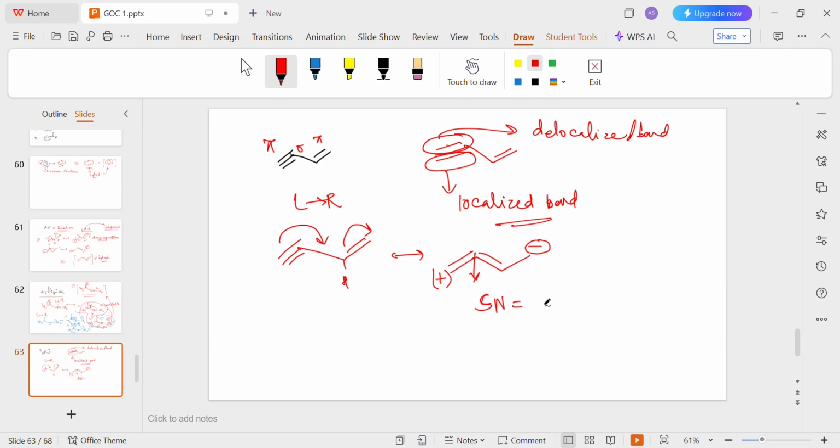So I have the number of sigma bonds. 1 sigma bond, second sigma bond. These two are pi. So 2 sigma bonds. And is there any lone pair? No lone pair. So 2 plus 0, 2. And 2 means sp hybridized center and a linear structure. Okay. So this is a type of allene.